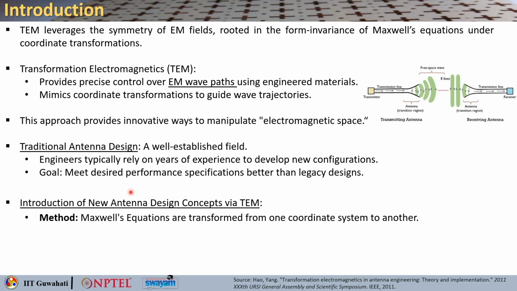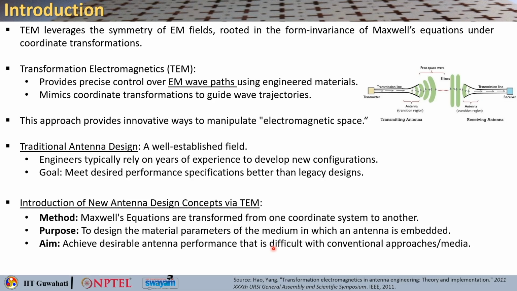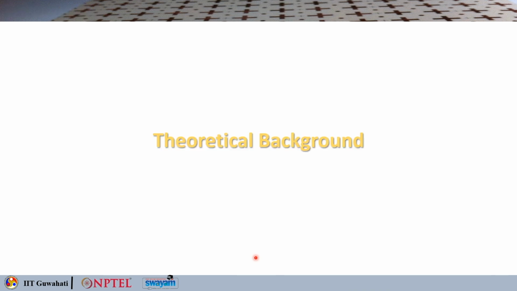Now, you can introduce a new kind of antenna design concept by using transformation electromagnetics. You can take help of Maxwell's equations, which are invariant when you transform from one coordinate system to another. This will help you to design material parameters of the medium in which an antenna is going to be embedded. So, the final aim here is to achieve desirable antenna performance, which is otherwise difficult with conventional approaches or medium. So, for that let us have some theoretical background.